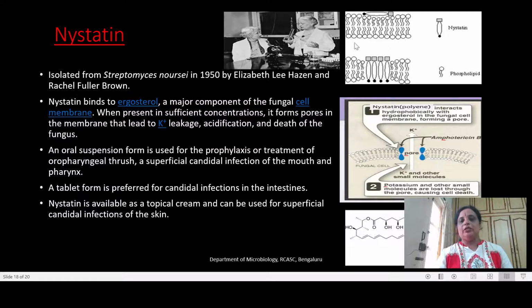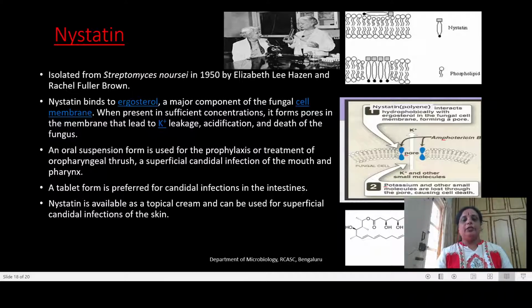You know that, say for example, if this is a fungal cell membrane, not the cell wall, the cell membrane, they have got a sterol in them. They are the ergosterol. Apart from the phospholipids, we have some sterols called ergosterol. That is a distinguishing characteristic feature of the fungi also, that is, having the ergosterol in their cell membrane.